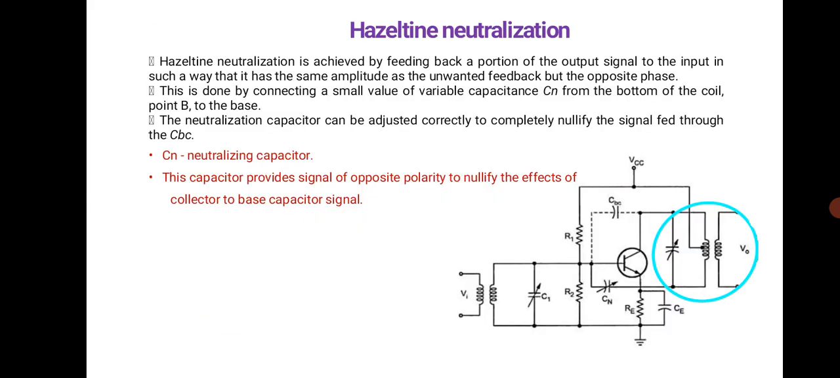Hazeltine neutralization is achieved by feeding back a portion of the output signal to the input in such a way that it has the same amplitude as the unwanted feedback but the opposite phase. This is done by connecting a small value of variable capacitance Cn, which you can see in the diagram, from the bottom of the coil point B to the base. The neutralization capacitor can be adjusted correctly to completely nullify the signal fed through the CBC. So Cn represents a neutralizing capacitor. This capacitor will provide a signal of opposite polarity to nullify the effects of the collector to base capacitor signal.